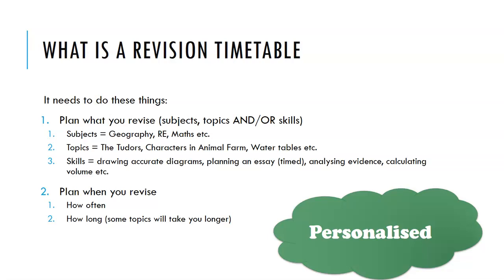The third thing is skills. So skills are things you can't learn off by heart, and they're the things where people will say, well, you can't revise for it, but you can. So some examples of skills are drawing accurate diagrams. You need to practice that. If your diagrams or your graphs always look a bit messy, you just need to practice doing it over and over and over again until you can.